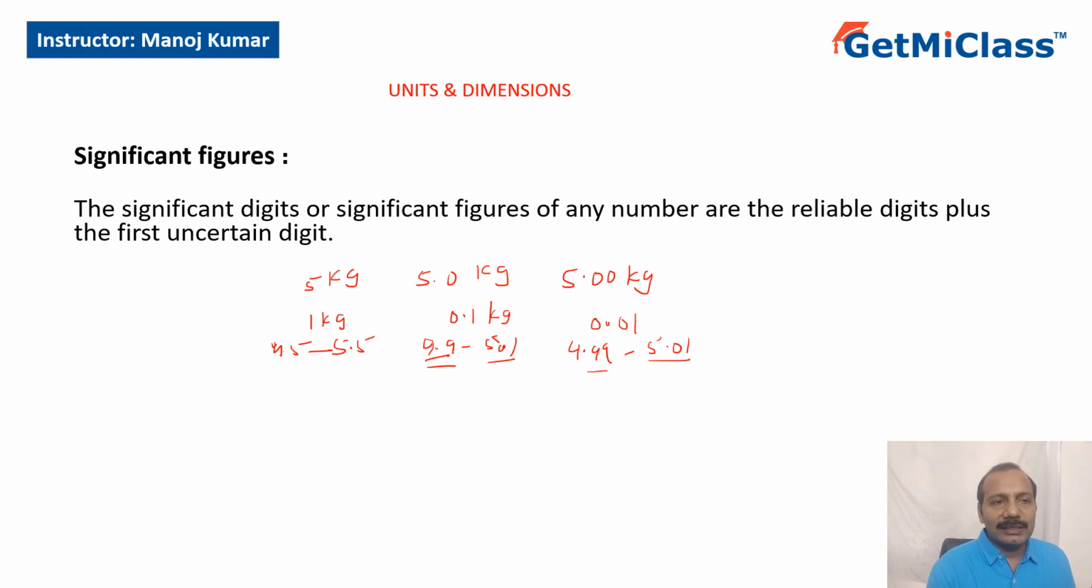If you look at the digits, this one has one significant digit, this has two significant digits, and this has three significant digits. So looking at the significant digits, we can predict how accurate the measurement is. Now let's define what significant figures are. The significant digits or significant figures of any number are the reliable digits plus the first uncertain digit. So that's what we have seen.